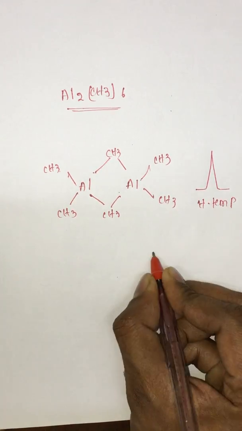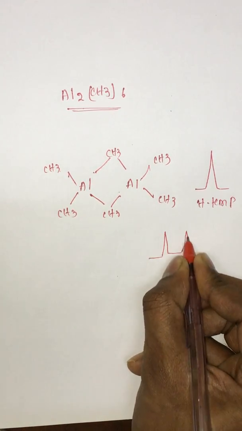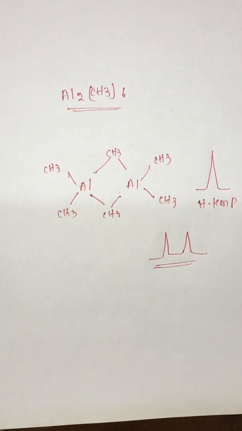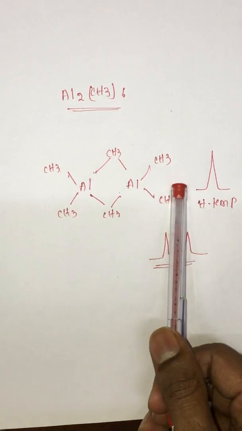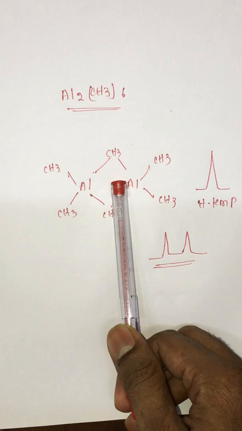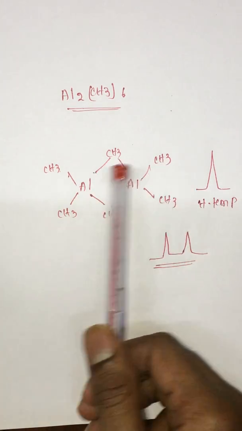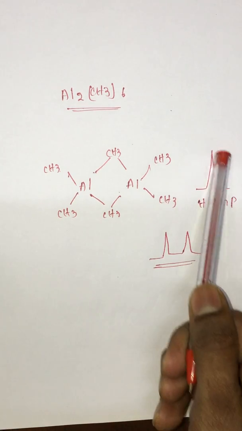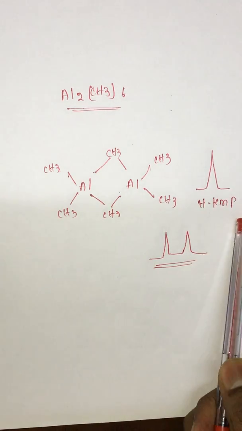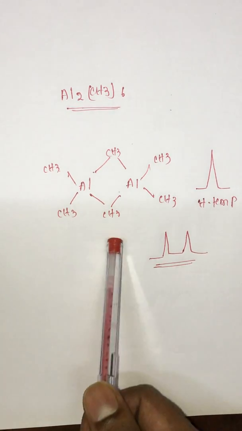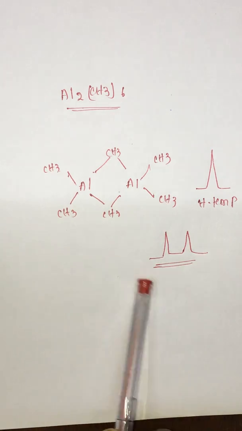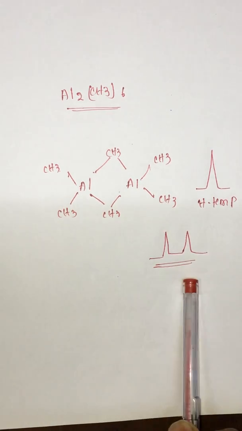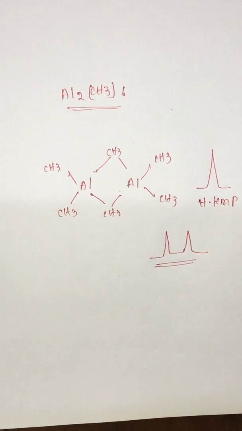and at low temperature we will get two lines. Okay, so because here we have terminal methyl groups as well as bridge methyl groups, there will be exchange between the terminal to bridge and bridge to terminal. Because of that, at a high temperature we will get only one line, whereas at low temperature this exchange will be slower. So because of that reason we get two peaks for this complex.